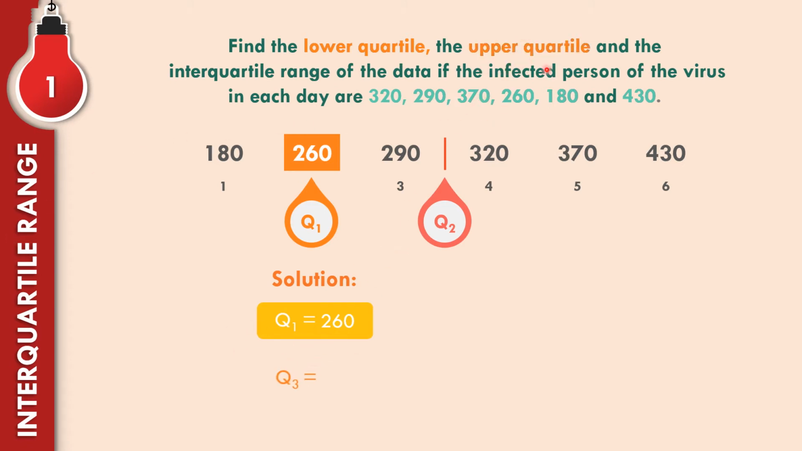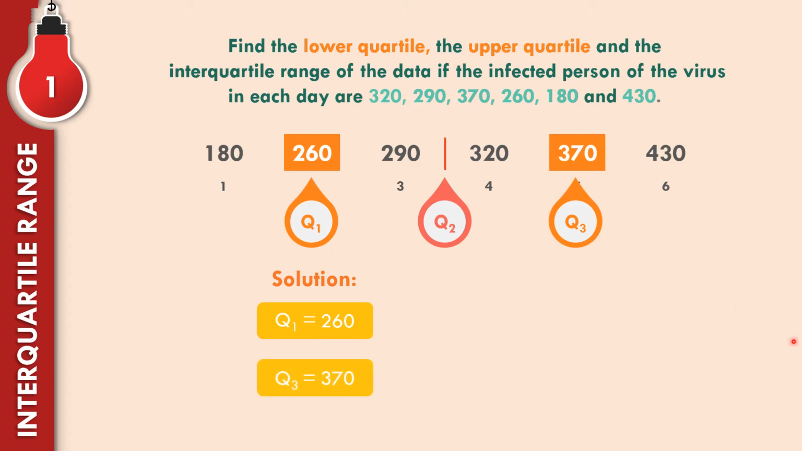How about the upper quartile or the Q sub 3? From this median up to the last, these are the measures in the 4th, 5th, and 6th positions. Let us get the middle. The middle is the 5th, so that is 370. So the Q sub 3 is equal to 370, or the upper quartile is equal to 370.